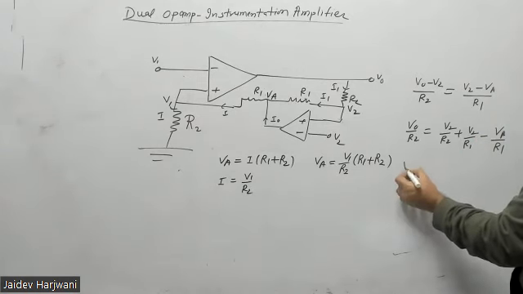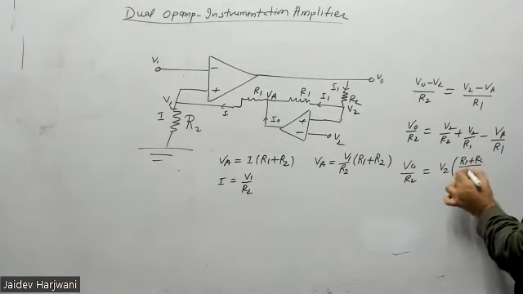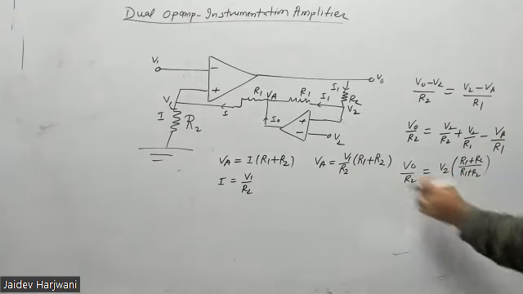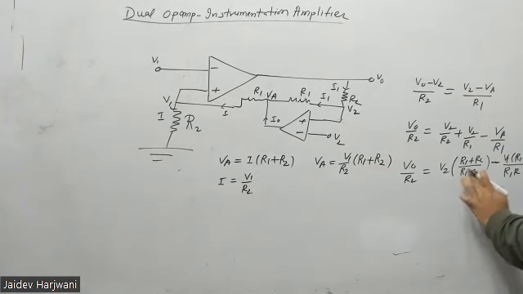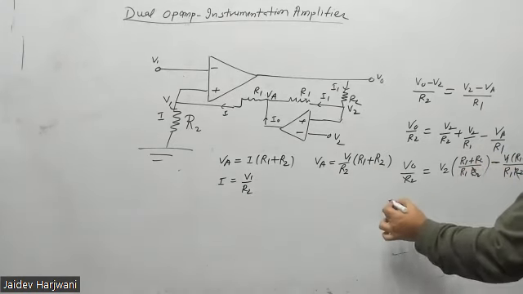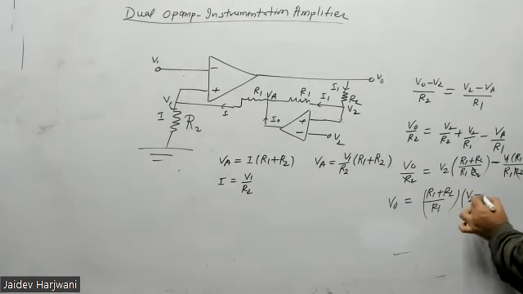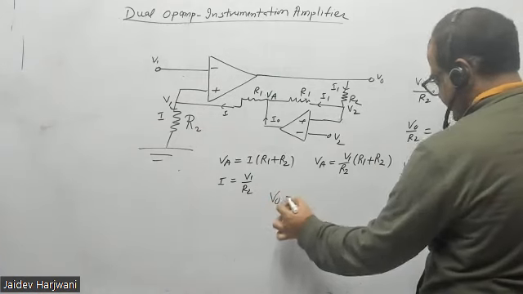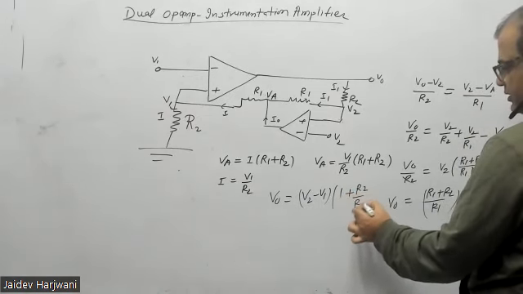Now I want to find V0. So V0 over R2 is nothing but, you take V2 common, and this becomes R1 plus R2 over R1 R2. Here I have to put the value of VA. What is the value of VA, tell me? VA value is V1 times (R1 plus R2) over R1 R2. Okay, this becomes simple now. R2 cancelled out. Now R1 plus R2 you can take common. So V0, if you take (R1 plus R2) upon R1 common, this will give you V2 minus V1, and your V0 will come as (V2 minus V1) times (1 plus R2 upon R1). This is your answer.